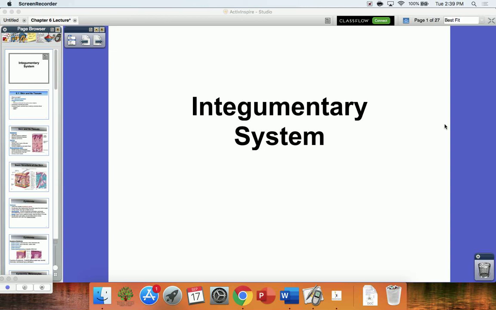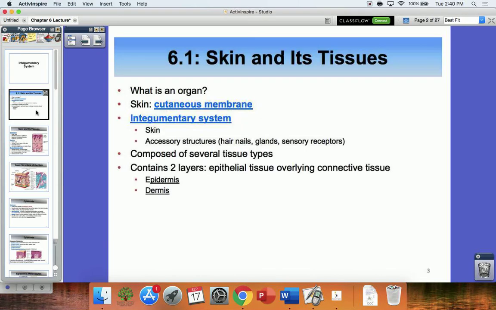So this unit is on the integumentary system and the accessory organs that come along with it. You may already know that the integumentary system consists of the skin and all of the tissues and other, again, accessory organs that help to support it. So we'll start first by talking about the skin itself and the tissues that help to comprise the skin.